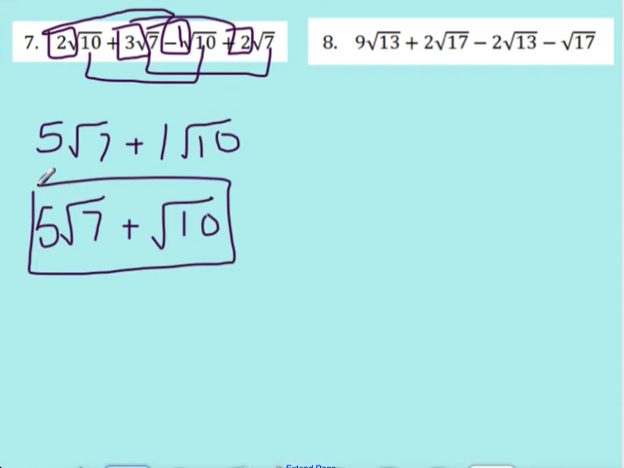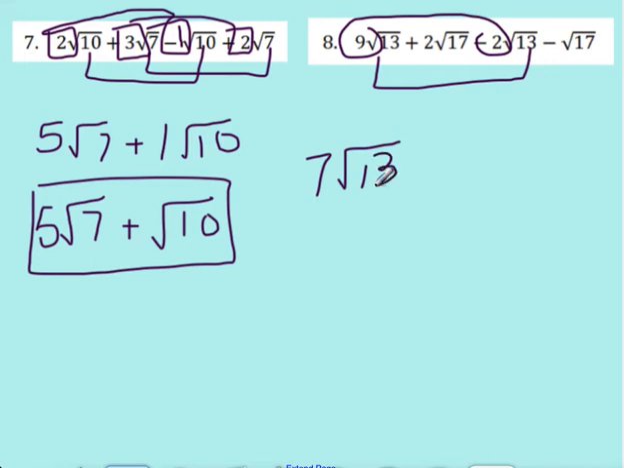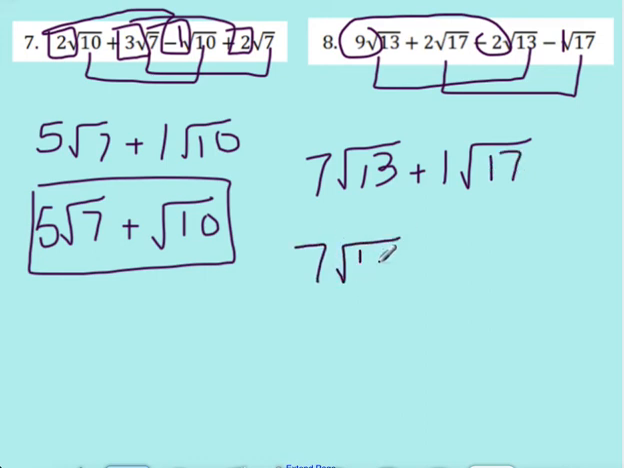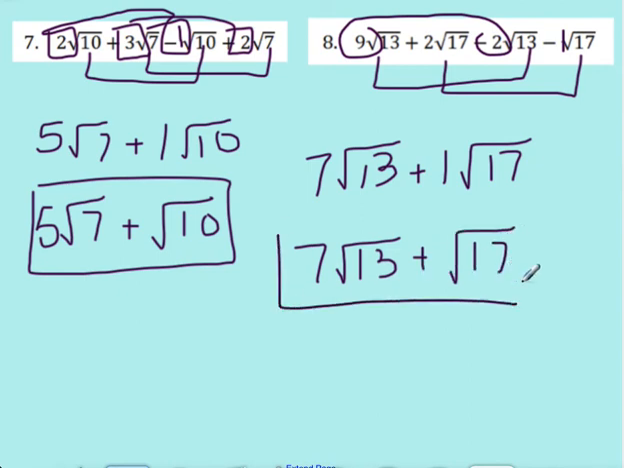So let's take a look at number 8 here. So I can combine 13 and 13, right? So I could take 9 minus 2, which is 7, and again, that's going to stay as radical 13. And then this is the same as a negative 1 times the square root of 17. So 2 minus 1 is just going to give me 1 square root of 17. Again, I don't have to write that 1 out there. So this is going to become 7 square root of 13 plus the square root of 17. So that right there is your final answer for number 8.